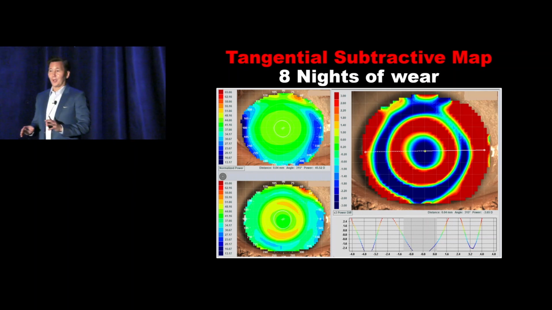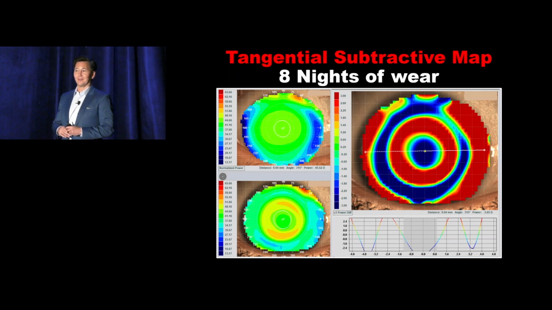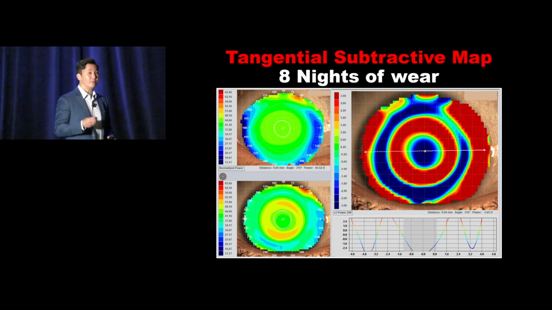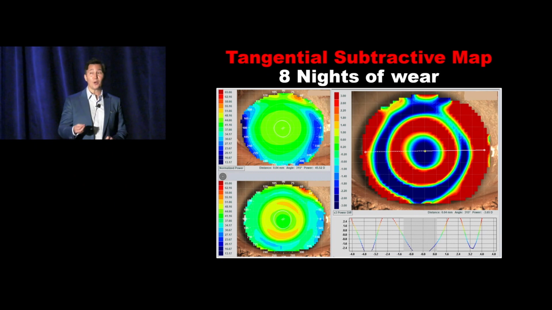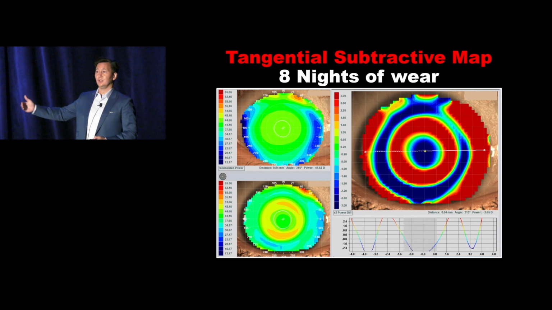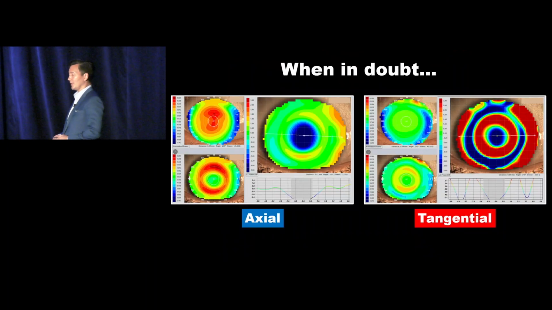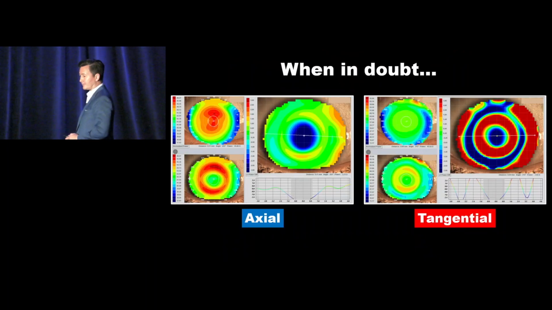Don't get fooled by your topographies in those early days. If your slit lamp exam is acceptable, it looks like you can continue, if the patient was reasonably comfortable, if the vision is improved by even a small measure, then just continue with the same lens. So when in doubt, just continue.